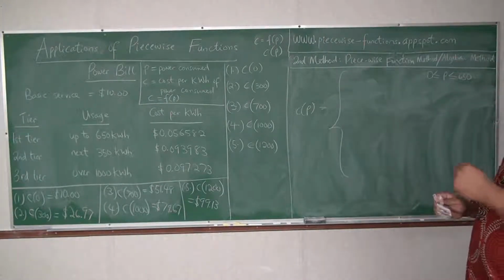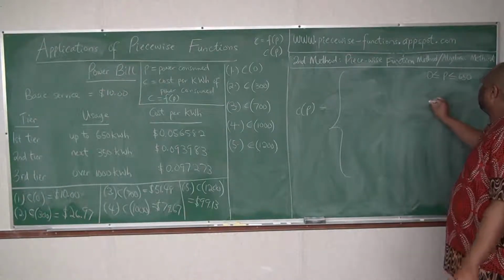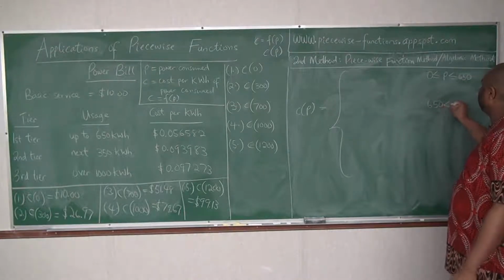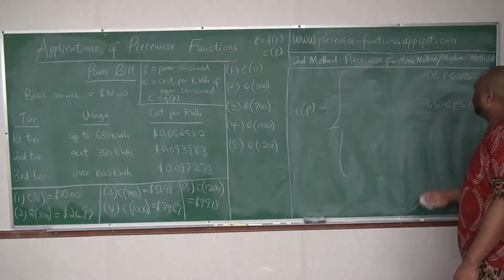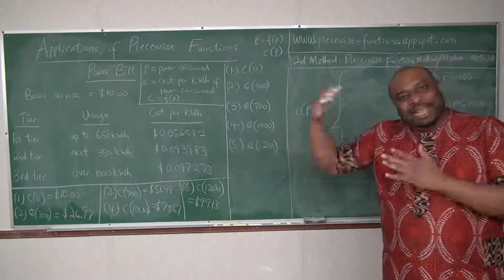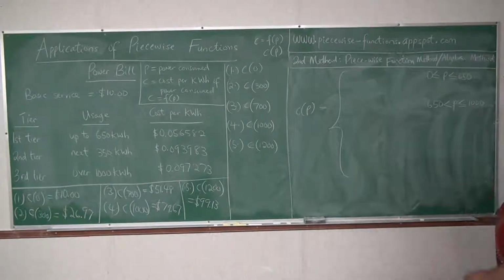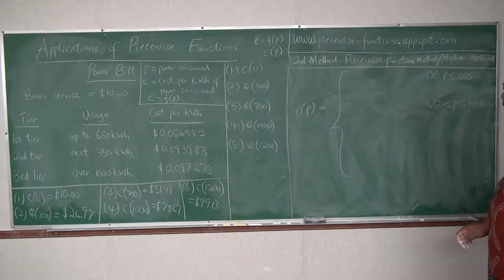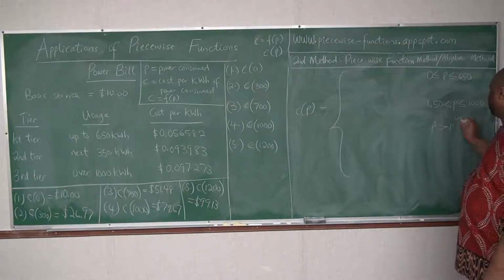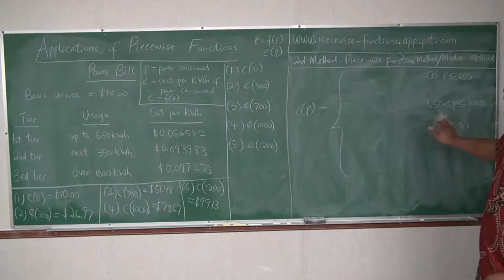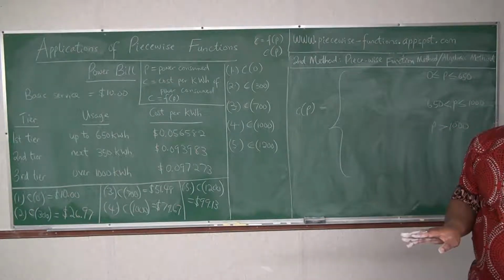The domain for the second one will be 650 less than P less than or equal to 1000, because this is the next 350. So 650 plus 350 is 1000. Then the domain for the third one will be P greater than 1000. So these are the three domains for the piecewise functions.